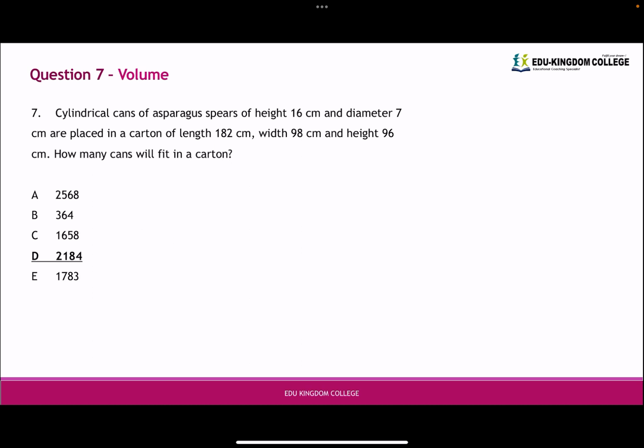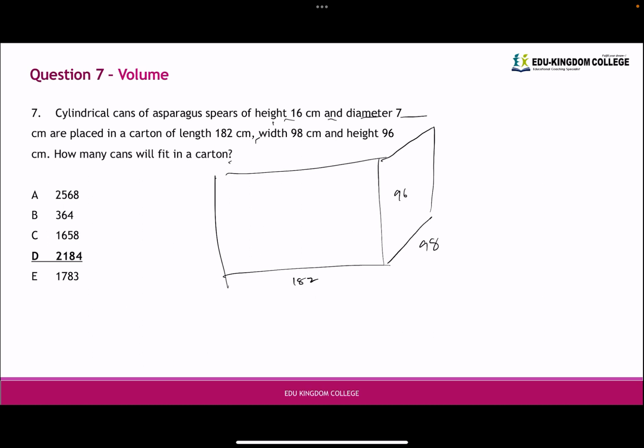All right, cylindrical cans of asparagus spears. We don't really need to know what's in the cans. They have a height of 16 centimeters and a diameter of 7 centimeters. They're placed in a carton of length 182, width 98, and height 96. Let's just draw out this box first. So the height is 96, width 98, and then length 182.